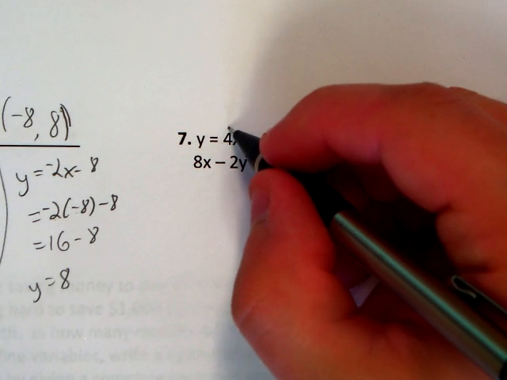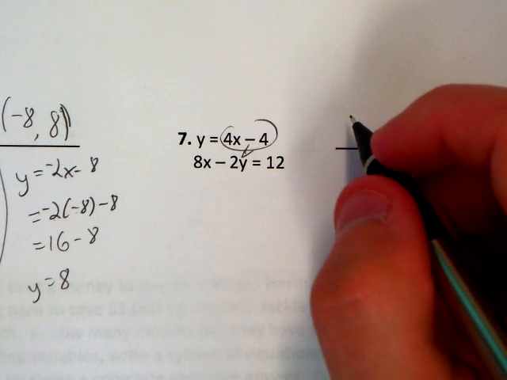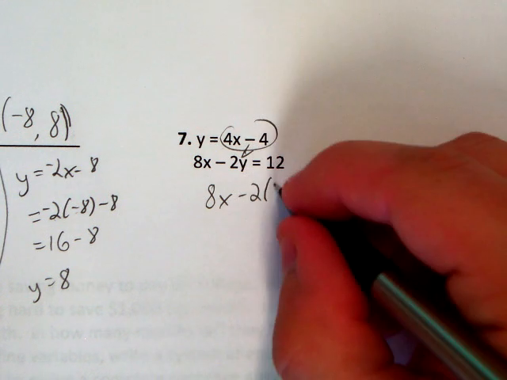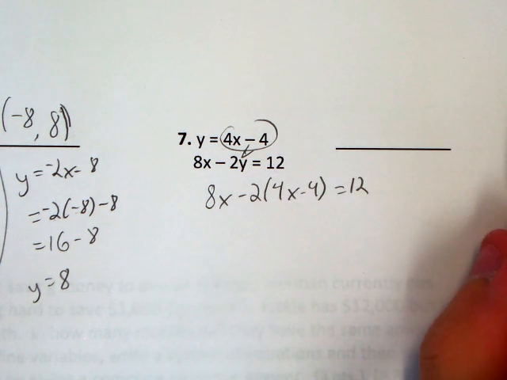Next question, number 7, another good one for substitution because I have y equals this. So I'm going to take this right here and substitute it in for y. So I have 8x minus 2 times 4x minus 4, equals 12.